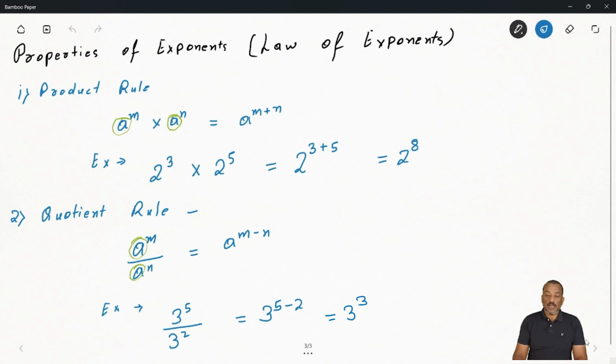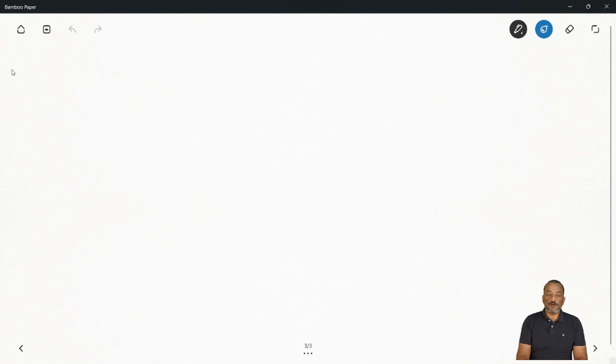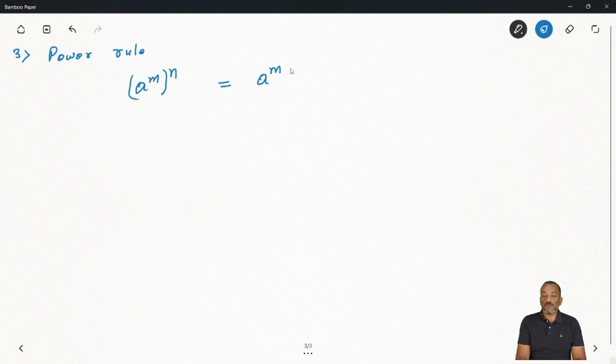Now coming to our third law, that is called power law. Power rule or power law. Okay, so you can write power rule or power law. There are a total of 5 laws. Okay, so we will see one by one. If suppose any exponent a to power m and the whole of it is raised to n, simply it is saying in that case their exponents will multiply. So a to power m times n.